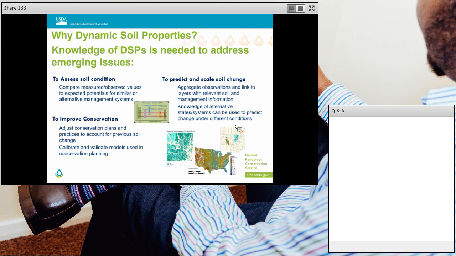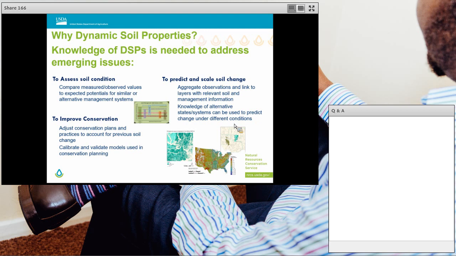So why might we want to know something about dynamic soil properties? Well, dynamic soil properties are needed to address some emerging issues. So instead of just the typical inherent genetic mapped properties, we want to be able to address issues that are important to NRCS, other land managers, other policy and decision makers, and just things that people ask us for on a regular basis. This includes assessing soil condition, improving conservation, either recommendations or knowing what happens when we apply conservation. And then we want to be able to predict and scale soil change.